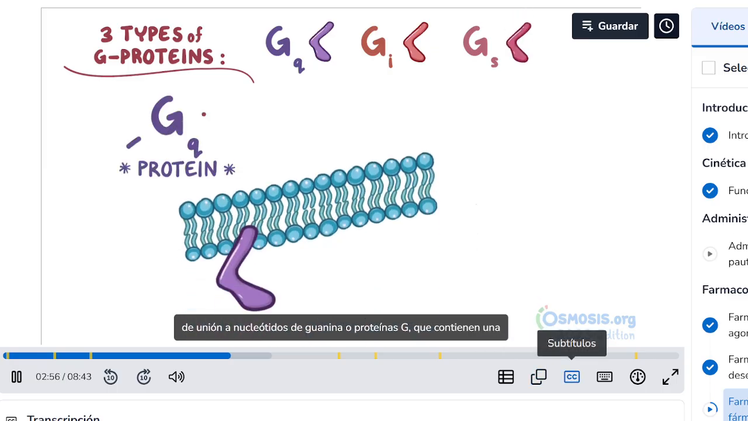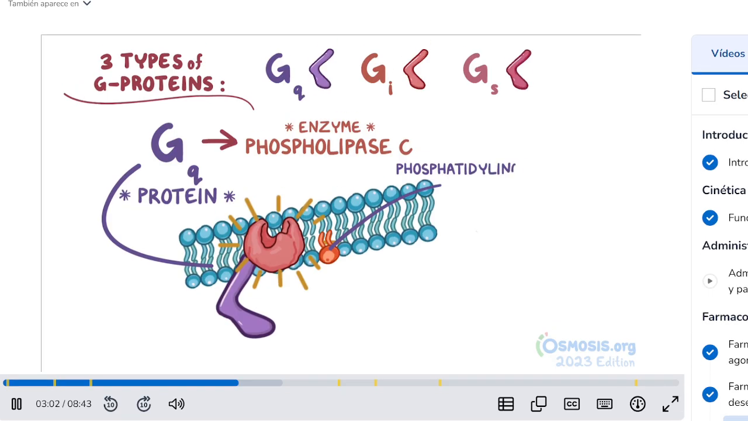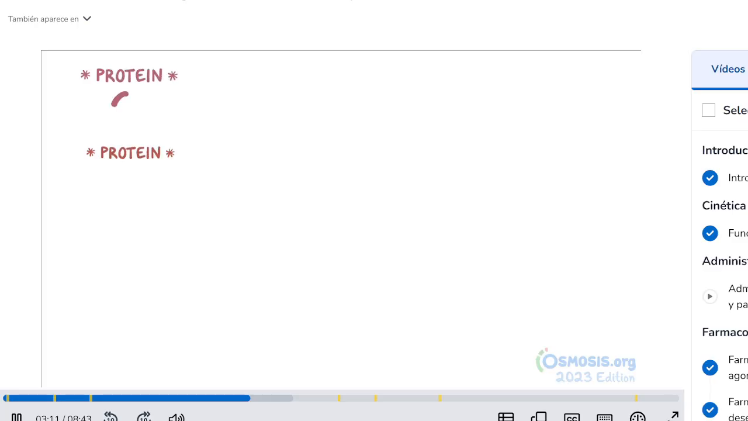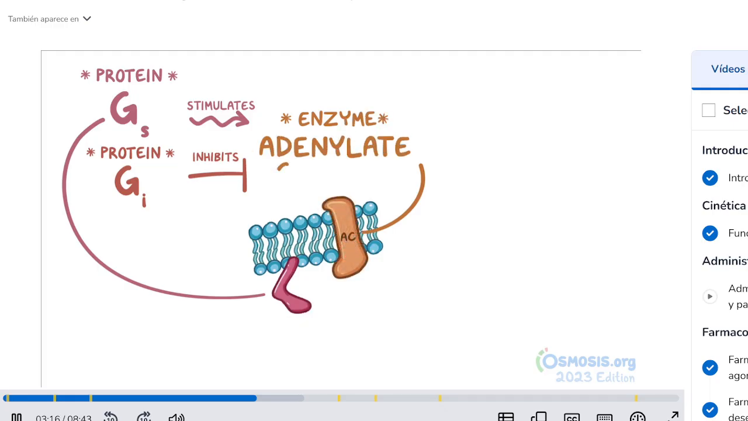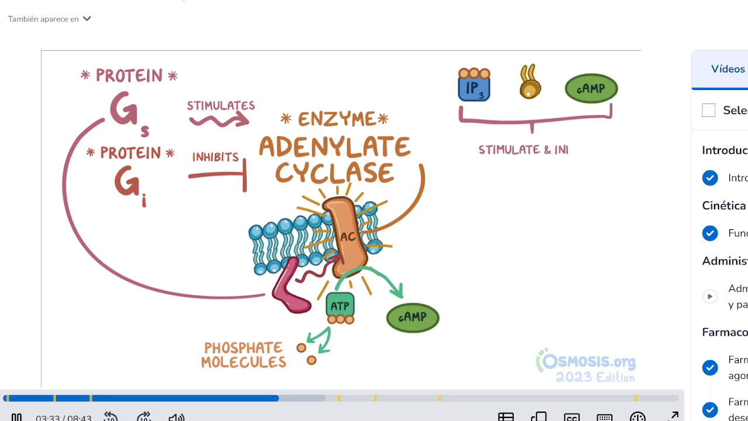The GQ protein activates the enzyme phospholipase C, which cleaves a phospholipid called phosphatidylinositol 4,5-bisphosphate into inositol triphosphate and diacylglycerol. On the other hand, protein GS and GI stimulate or inhibit, respectively, the enzyme adenylate cyclase, which takes adenosine triphosphate or ATP and removes two phosphate molecules and transforms it into cyclic adenosine monophosphate or cAMP. Inositol triphosphate, diacylglycerol, and cAMP then go on to stimulate and inhibit different sets of enzymes and molecular pathways.